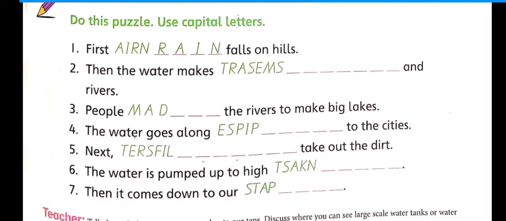So these were the basic and important discussion points of today's lesson, and I hope that you all have understood this.